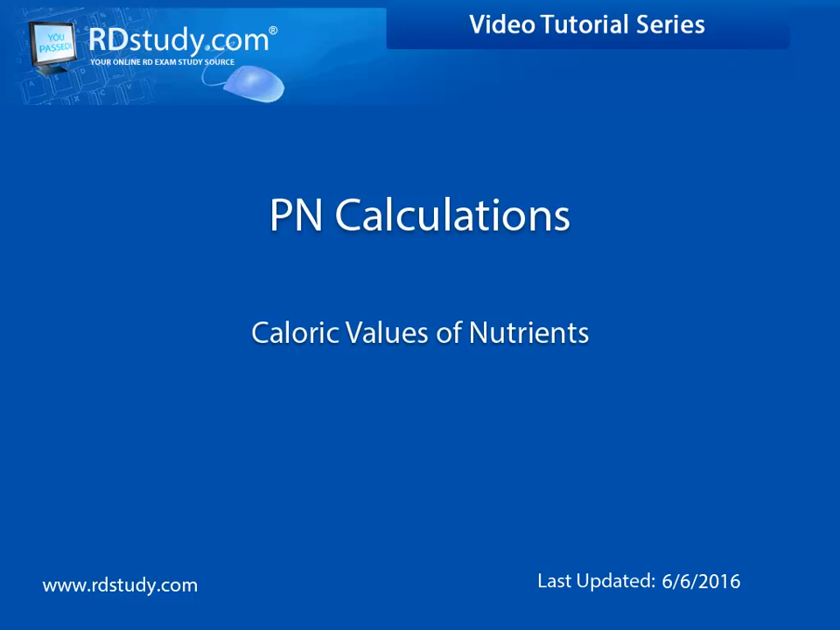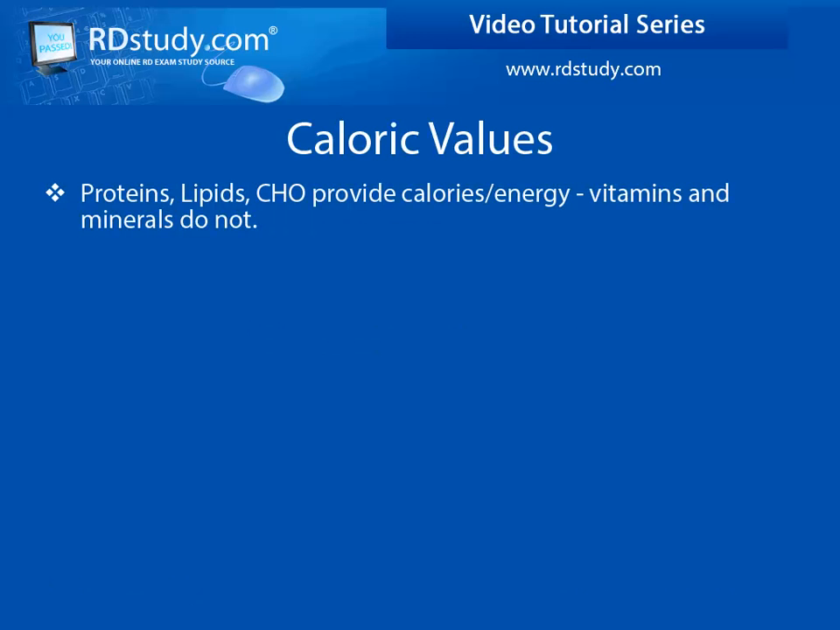As we begin calculating more difficult parenteral nutrition administration scenarios, it is important to ensure that the caloric values of the nutrients being administered are understood. This video will cover those values and some of the reasons why there are slight differences as compared to nutrients consumed orally. The three nutrients that supply calories to the body via parenteral nutrition are protein, lipids, and carbohydrates.